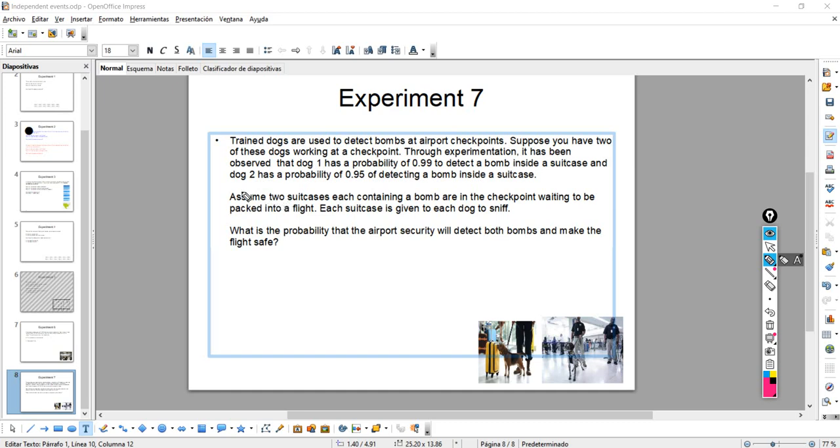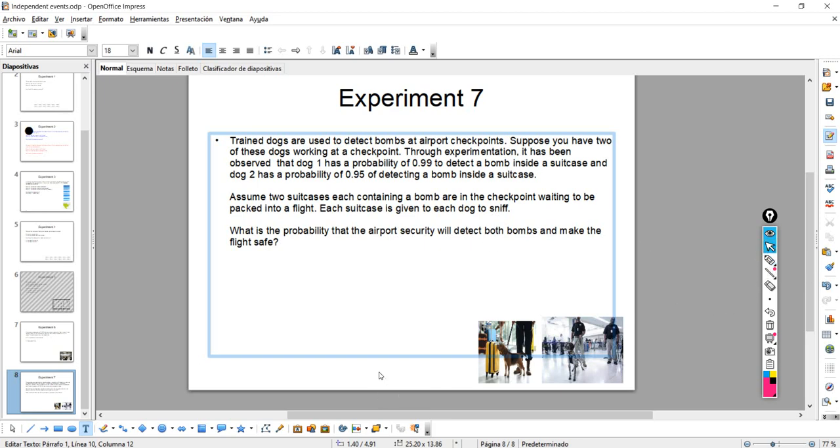Okay, now let's assume that two suitcases, each containing a bomb, are in the checkpoint waiting to be packed into a flight. Each suitcase is given to each dog to sniff. Okay, that is the whole context. And then the question is the following. What is the probability that the airport security will detect both bombs and make the flight safe? Okay, so that is the whole problem.